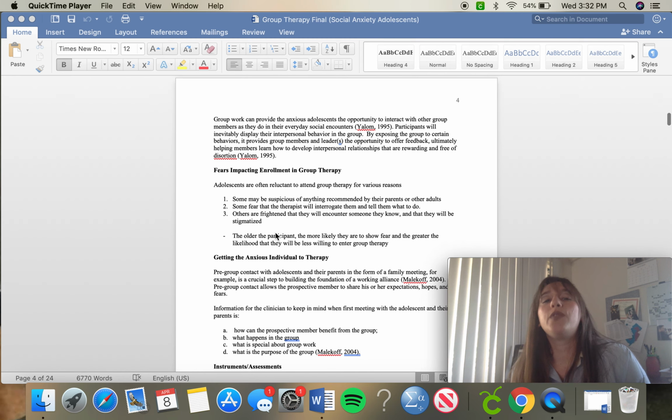So I wanted to go over really quick fears that impact an adolescent enrolling in group therapy. They might not want to enroll for a couple of reasons. The first is they're suspicious of anything that is recommended to them by an adult, a figure in school, or a parent. They might have fears that the therapist will interrogate them and tell them what to do. And lastly, they could have fear that they'll encounter someone that they know and that they'll be stigmatized because of it.